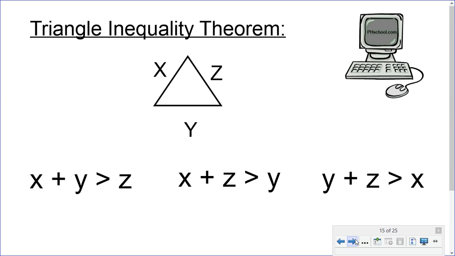So let's talk about the Triangle Inequality Theorem. Basically, it just states you have a triangle with three sides. I'll call them X, Y, and Z. If you take two of the sides and add them up, they have to be greater than the third side. So X plus Y has to be greater than Z, or X plus Z has to be greater than Y, or Y plus Z is greater than X. So just remember, take any two sides, add them up, and they have to be greater than the third side. That's what the Triangle Inequality Theorem states.